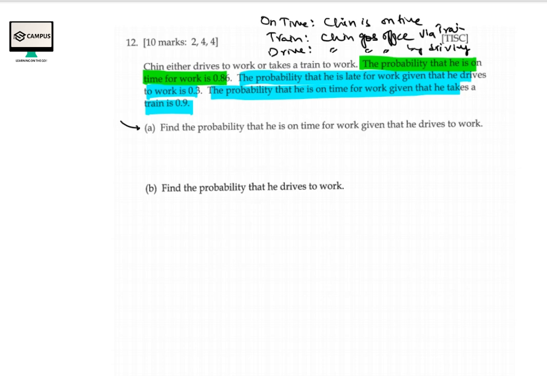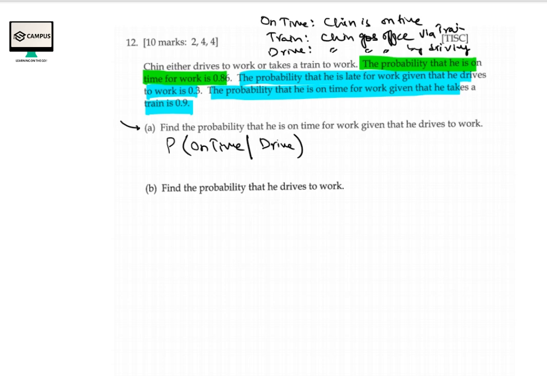Find the probability that he is on time for work given that he drives. So it's a conditional probability. We have to find this probability of on time given that he drives to work, right? Prior to solving it directly, let's first draw a tree diagram, since we're going to be needing that in part B as well. Let's draw it here actually.